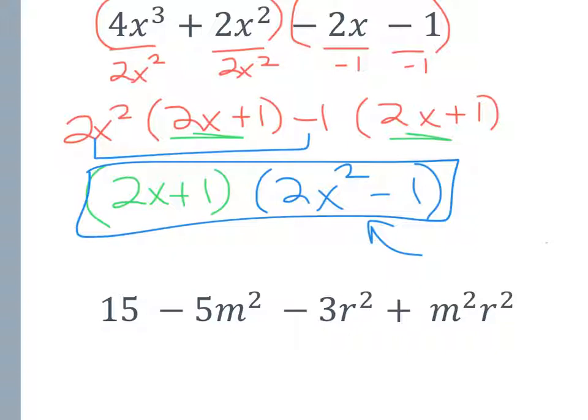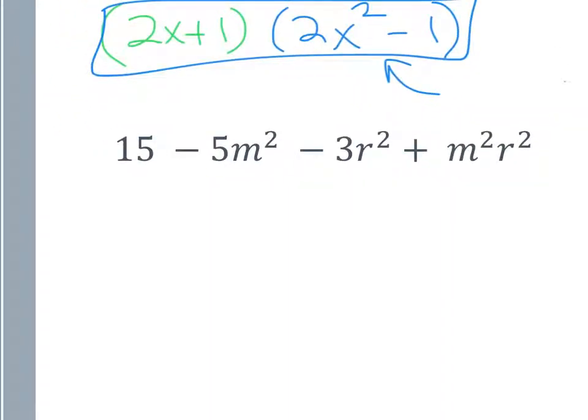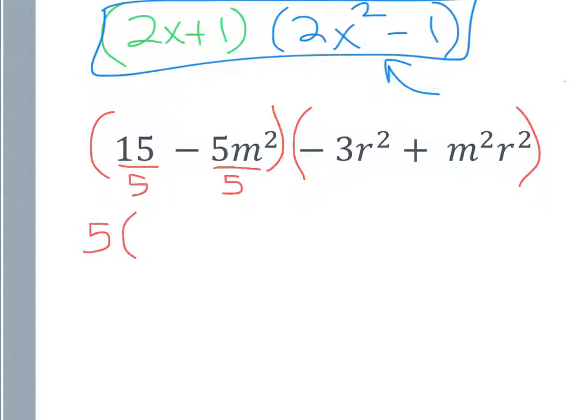One more example. Again, I'm going to keep it in the same order. And I'm looking for a greatest common factor of my first group, and that's going to be 5. So 15 divided by 5 is 3. And then this becomes m squared.